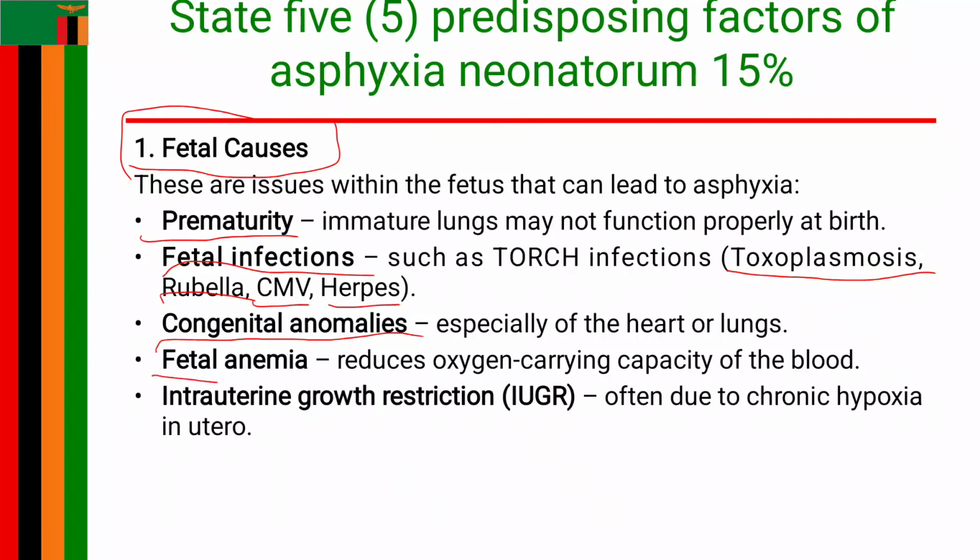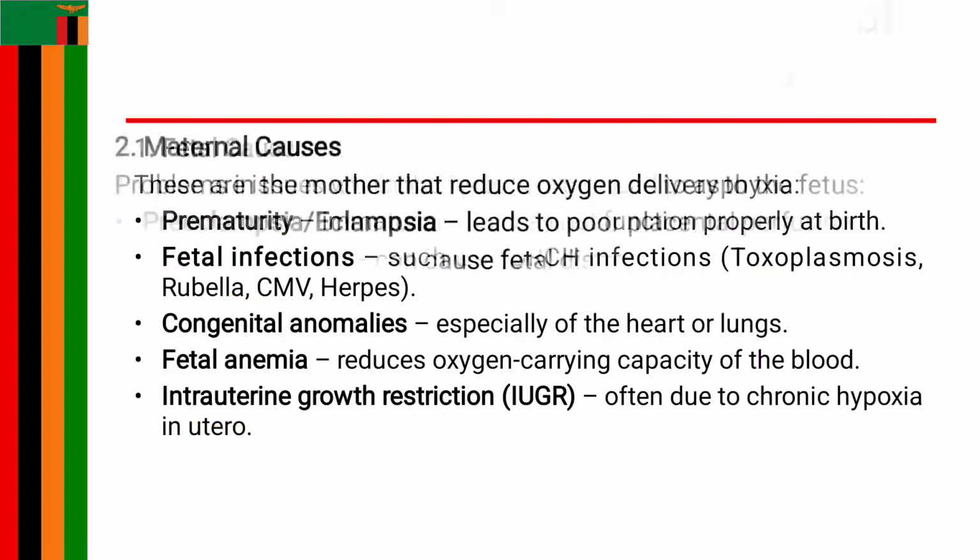Also, other fetal causes include fetal anemia, because in fetal anemia there is reduced oxygen carrying capacity of the blood. Intrauterine fetal retardation or growth restriction. This is often due to chronic hypoxia in utero because of underdeveloped body organs. So in terms of the fetal causes, these are the causes that we can see.